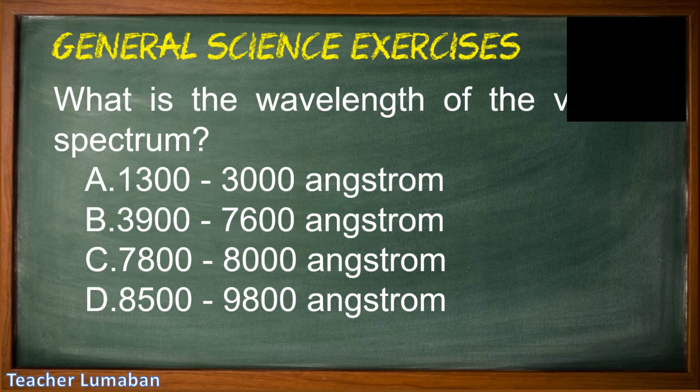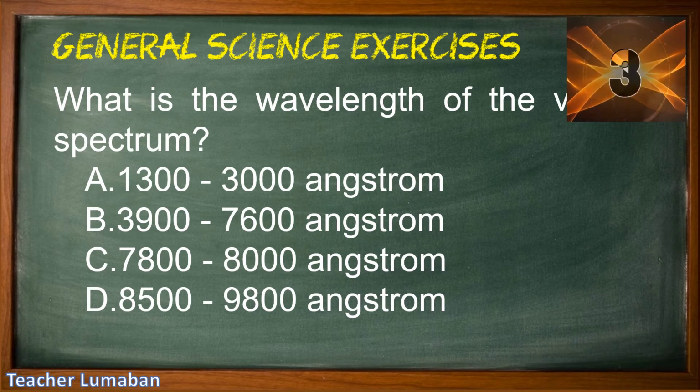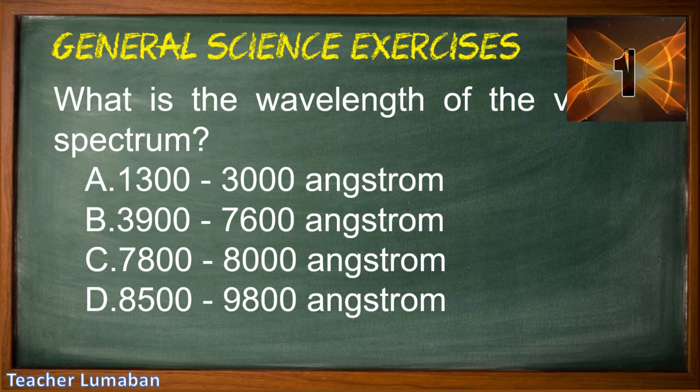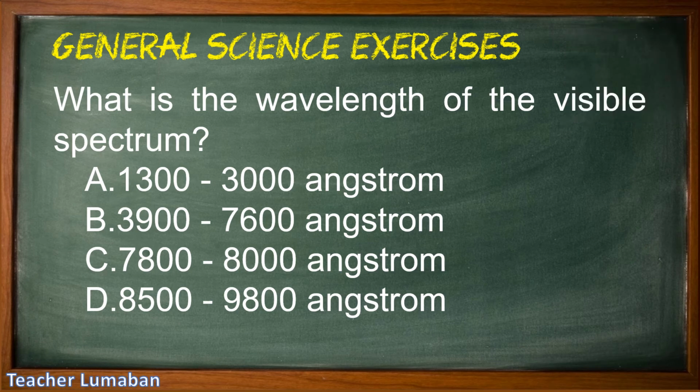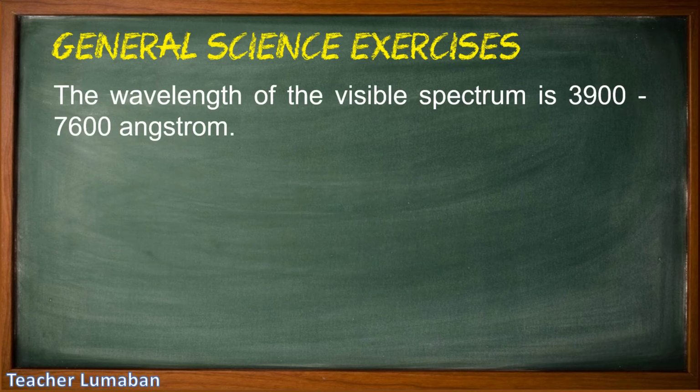Please determine the suitable description of the following choices in 5 seconds. 5, 4, 3, 2, 1. The suitable description is letter B, 3900 to 7600 angstrom. The wavelength of the visible spectrum is 3900 to 7600 angstrom.